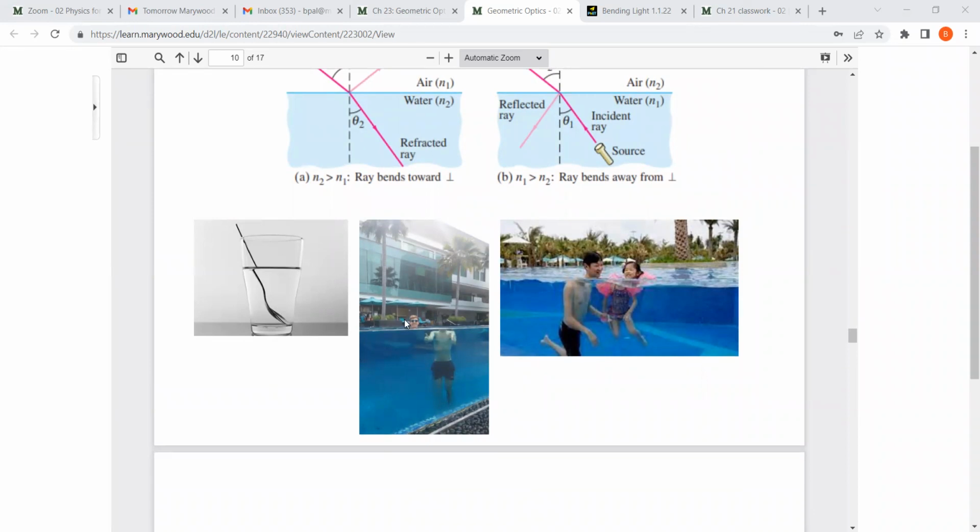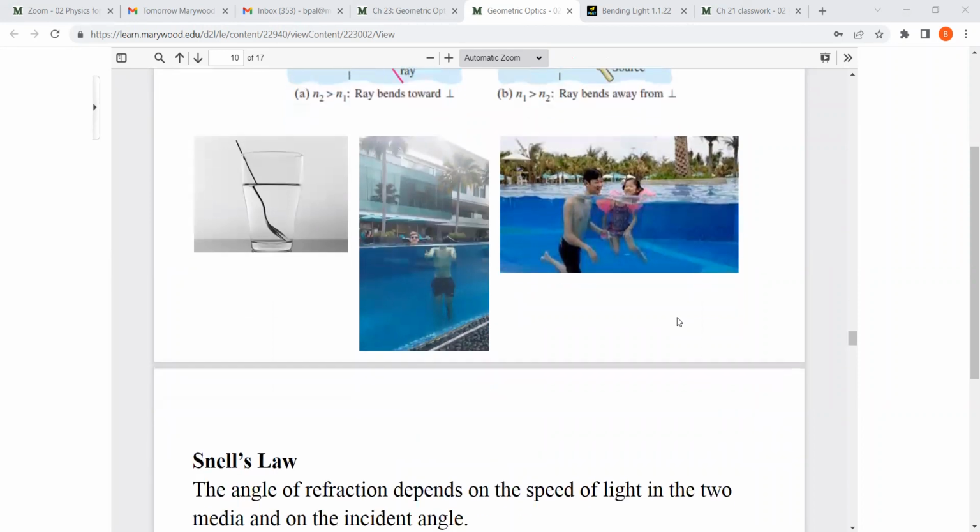Here this is interesting, right? You see that it looks like the body is displaced from the head. Again, this is the refraction illusion, and the same thing here. You see that the bodies or heads look displaced from the bodies. Again, this is due to the refraction.